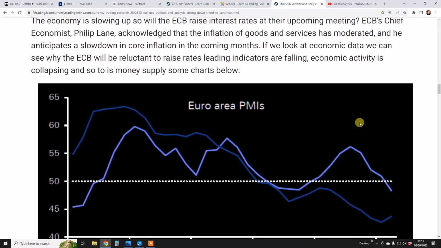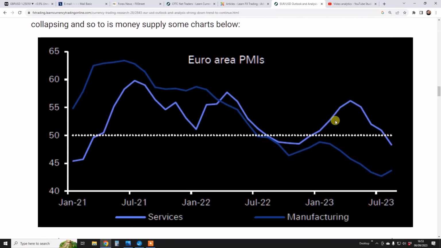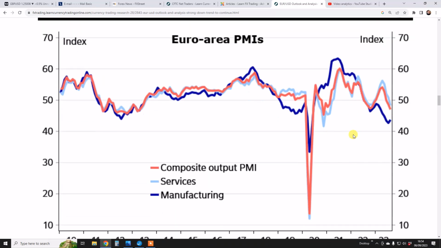In terms of the market, it believes the Eurozone economy will avoid a recession. There are plenty of charts here that will give our view that it won't. PMI is the leading indicator. Services and manufacturing below 50 means contraction, and that points to negative GDP next quarter.